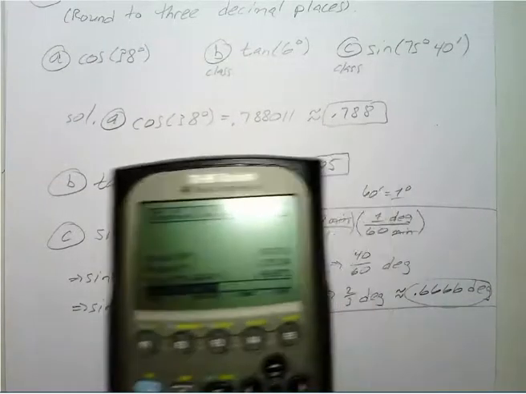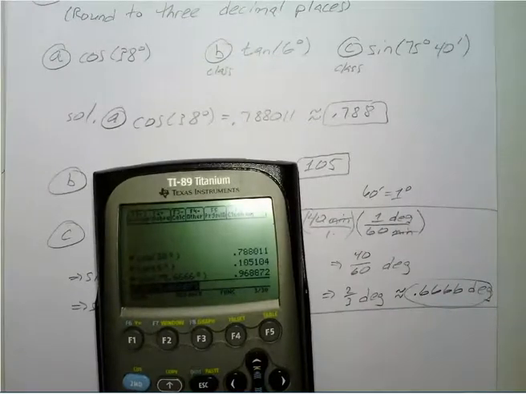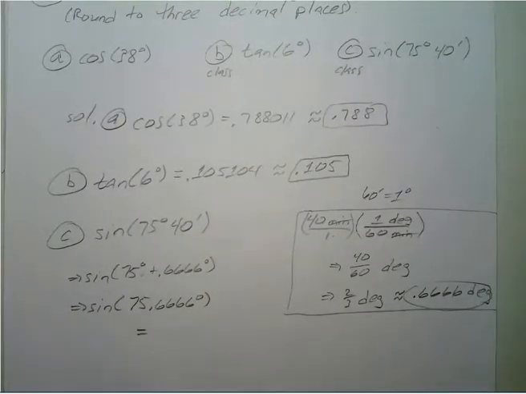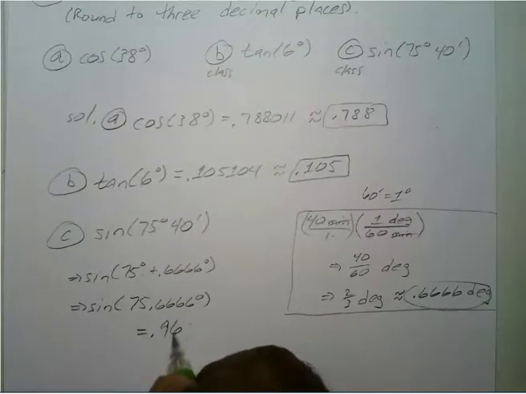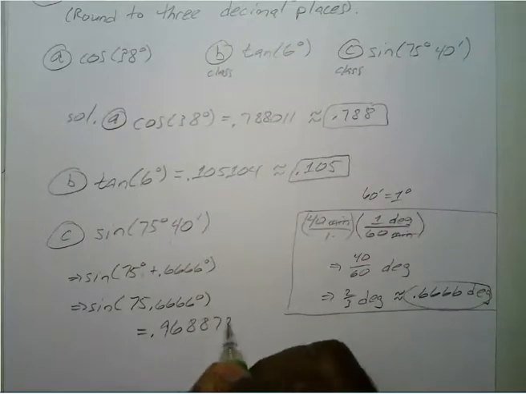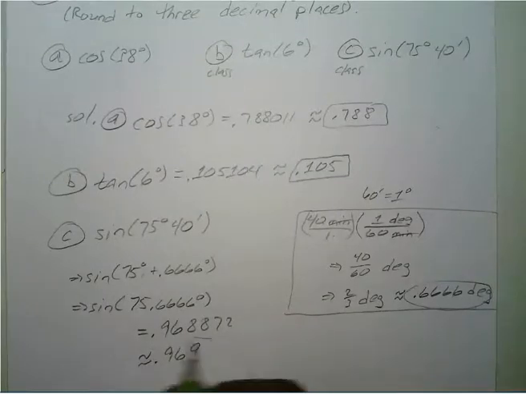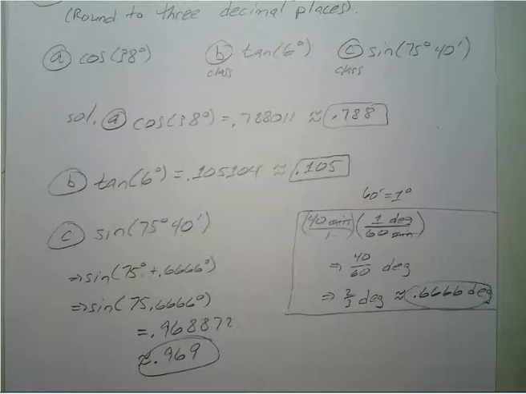Yep, and we have 0.968872. Point 968872. Rounded to 3 decimal places, we get 0.969. Okay, so those should be the 3 answers that you have also for those.